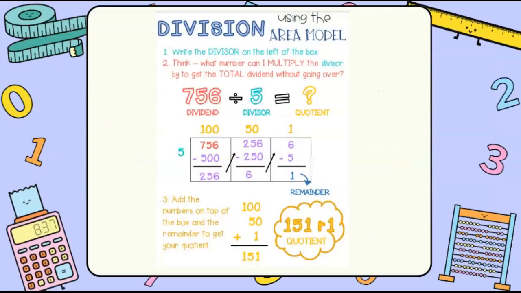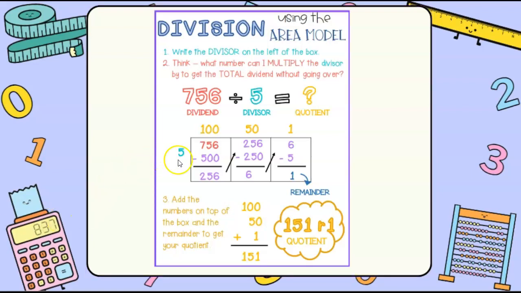When dividing using an area model, we're going to start out with a division equation and 3 rectangles. The first step is to write the divisor on the left of the box. So I'm going to take the divisor, which is the number I'm dividing by, and put it on the left of the box.